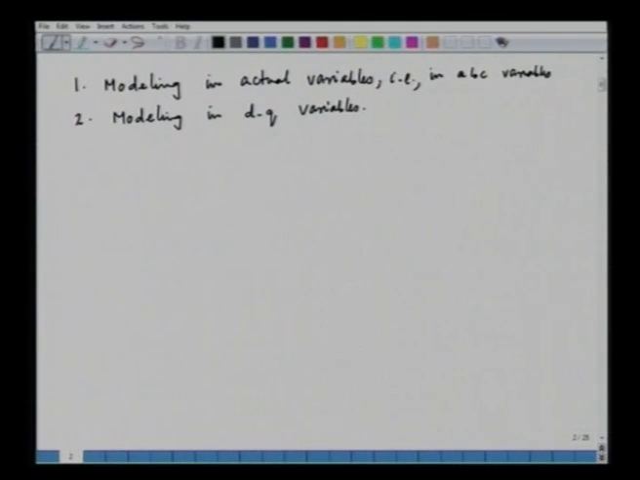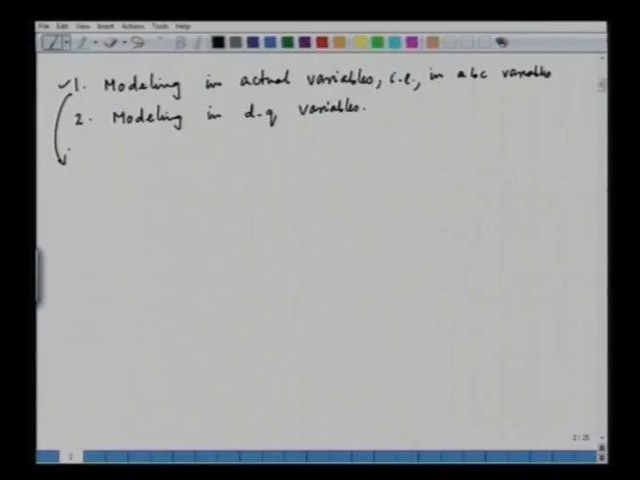So we will take up the first one first, number 1, and try to understand how we can simulate an induction machine in actual variables. So we can write down the equations. VABCS is basically a vector, and this has got 3 components, that is VAS, VBS and VCS. We can write down the equation for phase A, equation for phase B and equation for phase C. All right.